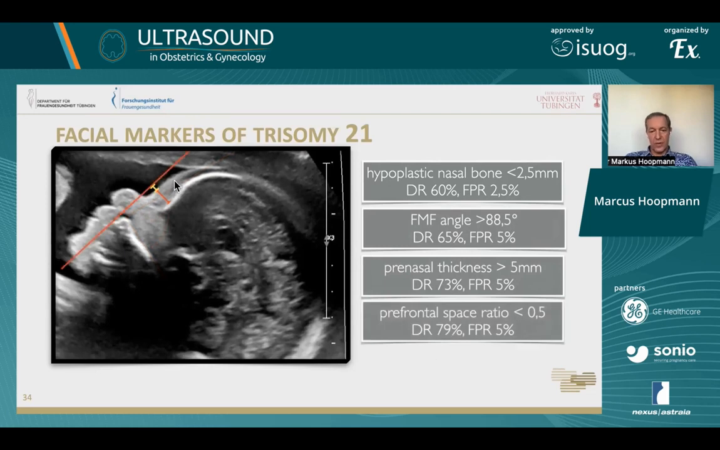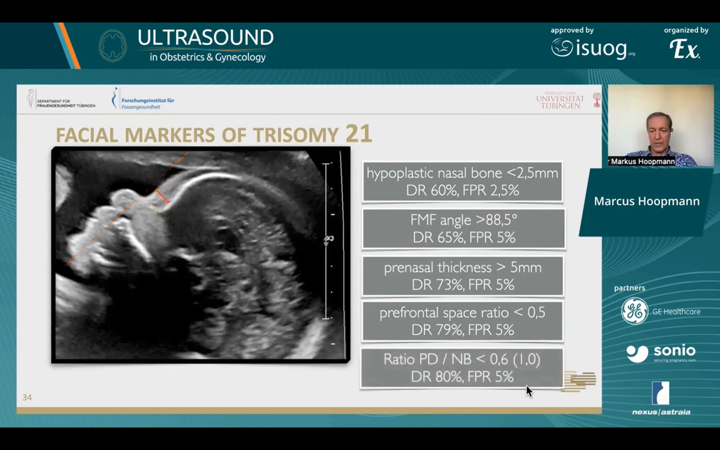And the way of Tübingen, we use this prefrontal space ratio. So you have this line across the borders of the maxilla and mandibula, which should have a good distance to the front of the profile. And when you see that the distance to the skin is very small, and the distance here to the frontal bone is quite big, then you can build this ratio, and you see that we could reach a detection rate of 79%.